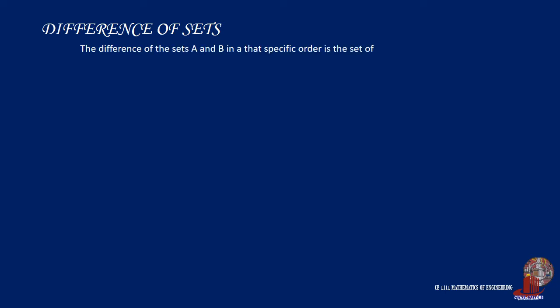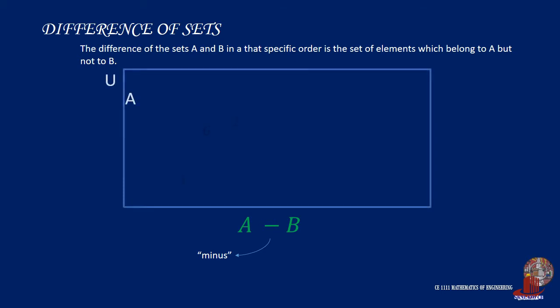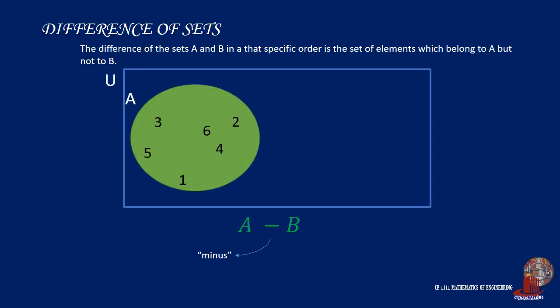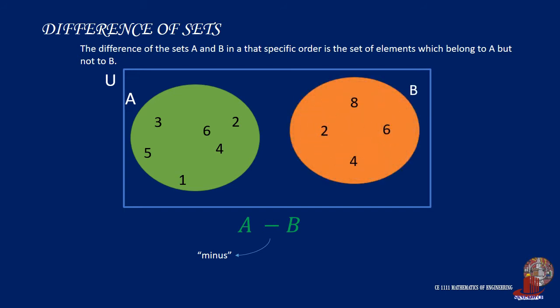Moving on to the third property, which is difference of sets. The difference of the sets A and B, in this order, is a set of elements which belong to A but not to B. Symbolically, we write the equation as set A less B and read it as A minus B. Take for example two sets where set A would have the elements of the numbers 1 until 6 and set B would have 2, 4, 6, and 8.